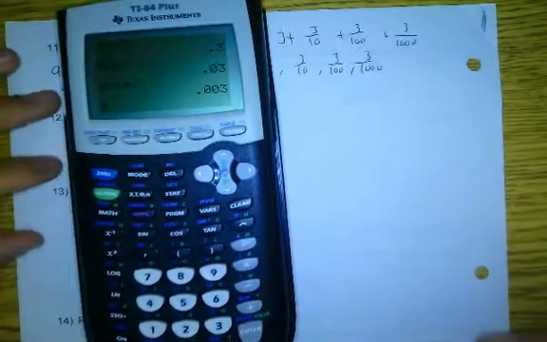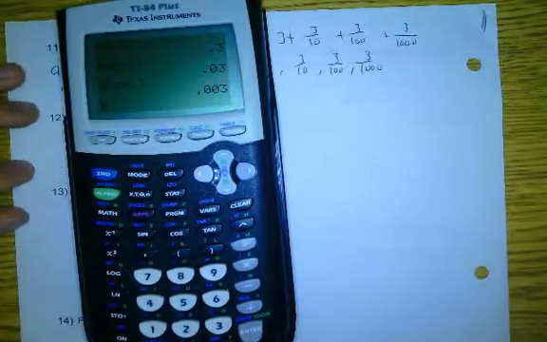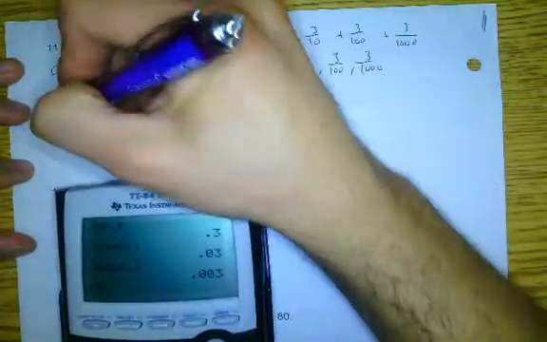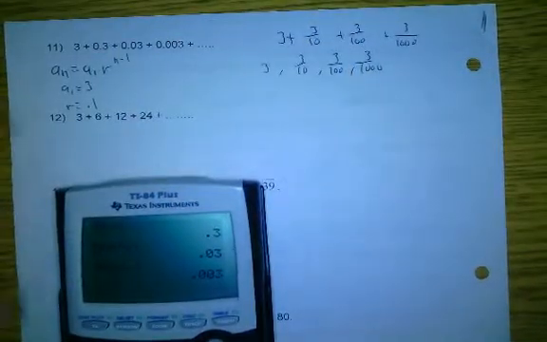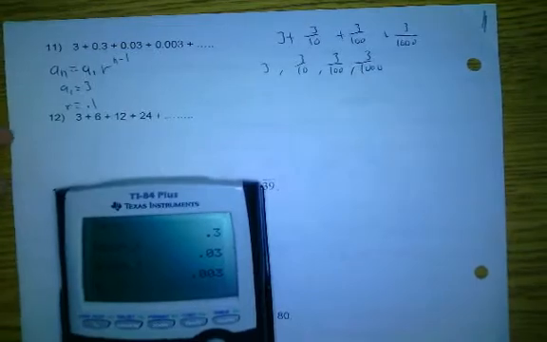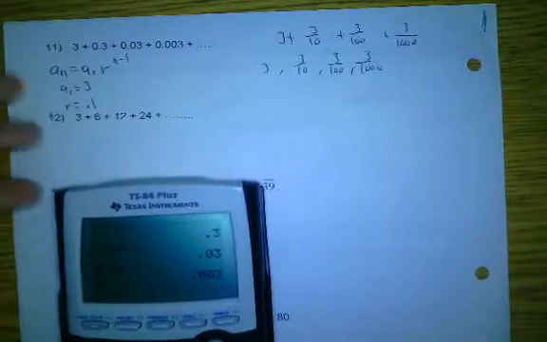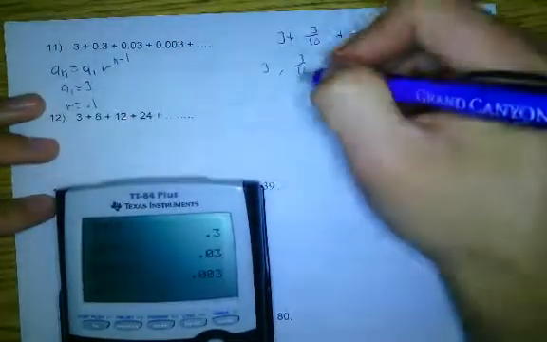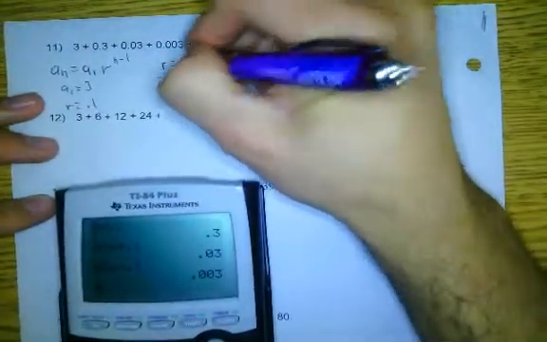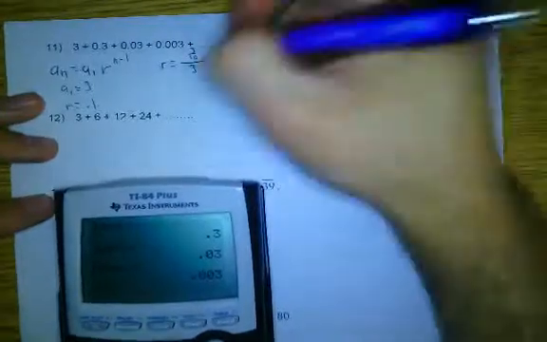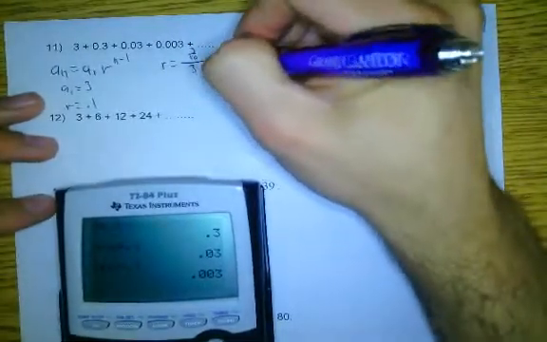Remember, if you want to find your rate, you can take the second term, so 3 over 10, and divide it by 3, which in this case would be 3 over 10 times 1 over 3, correct? Those cancel out, giving you 1/10, which is the same thing as 0.1, correct? Alright, so now, a sub n equals 3 times 0.1 to the n minus 1, correct?